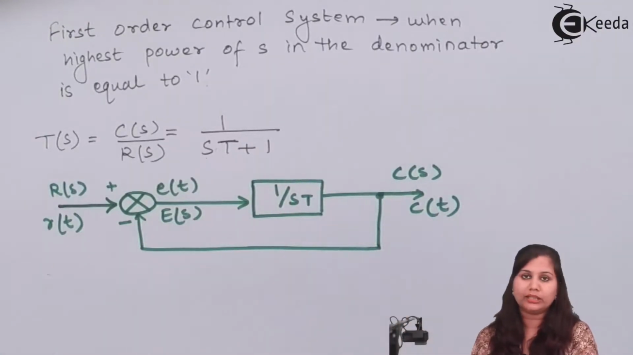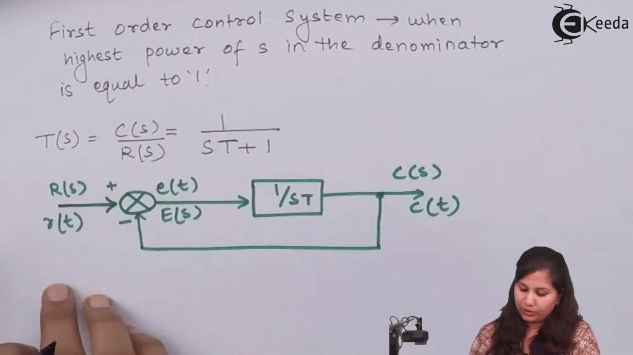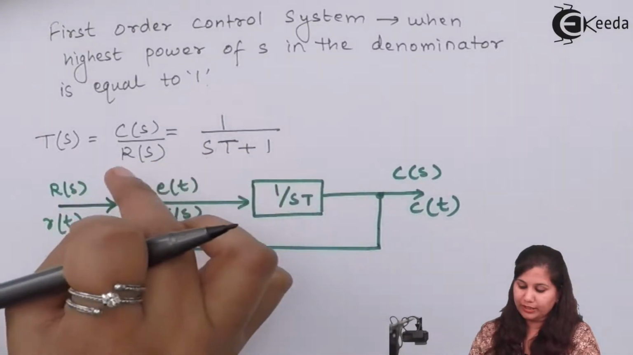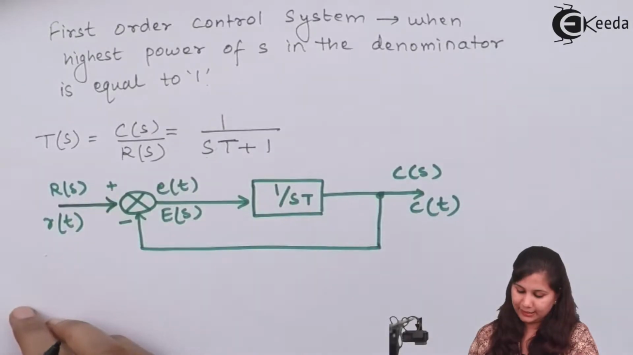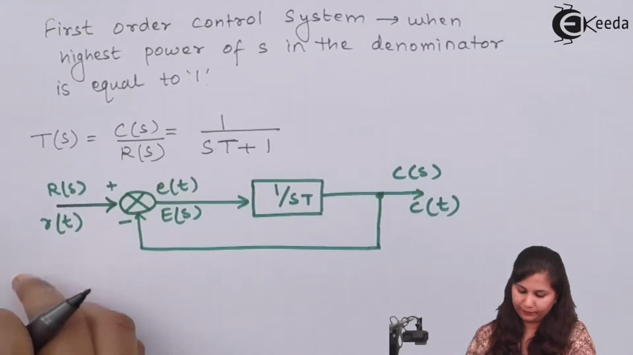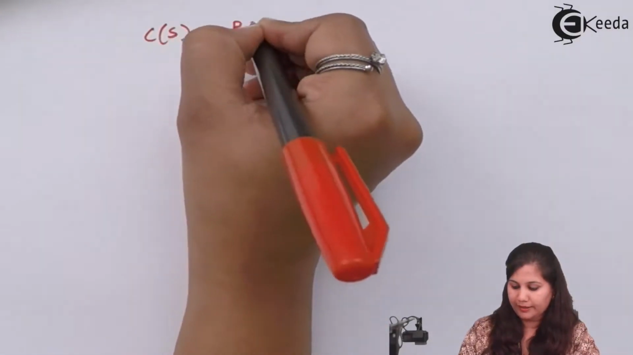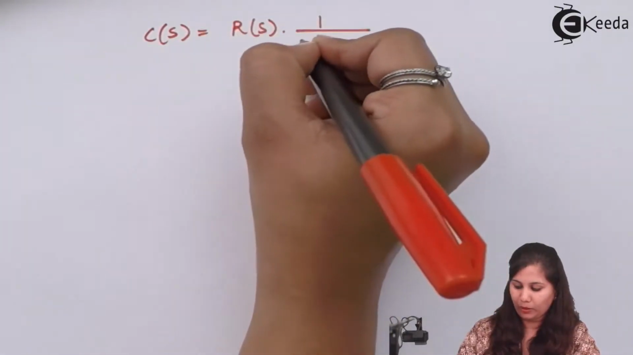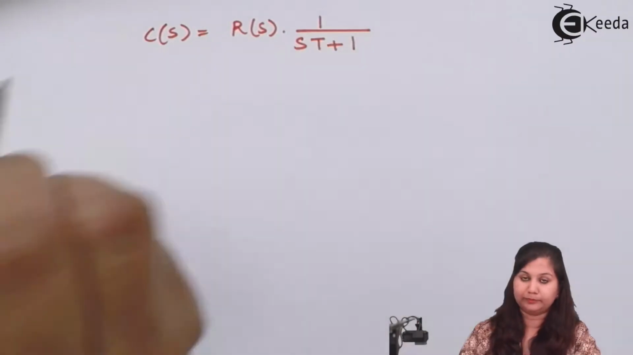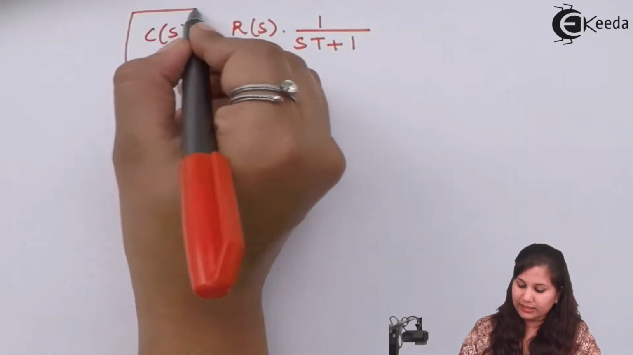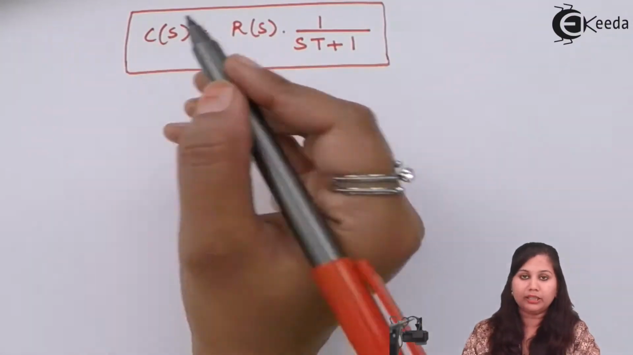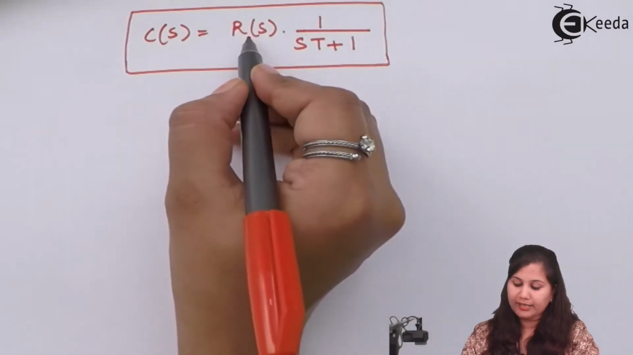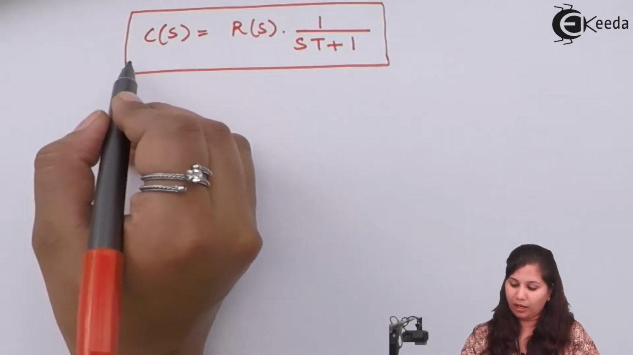So this is the block diagram of a feedback control system, that is, a first order control system having unity feedback. Now in this transfer function, if we multiply R(s) on the right hand side, then C(s) will be equal to R(s) multiplied with 1 upon sT plus 1. So this is the output response, or the value of the output in terms of input. R(s) was the input and C(s) was the output.